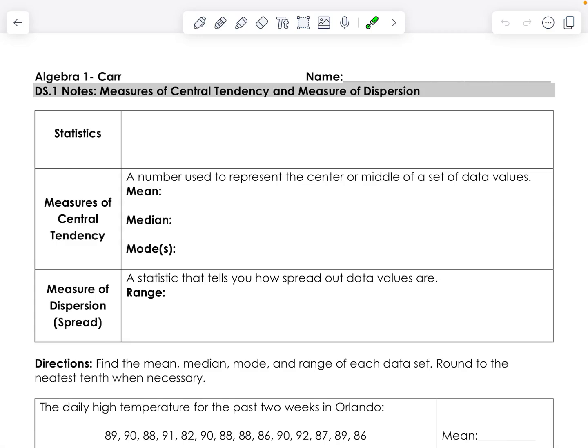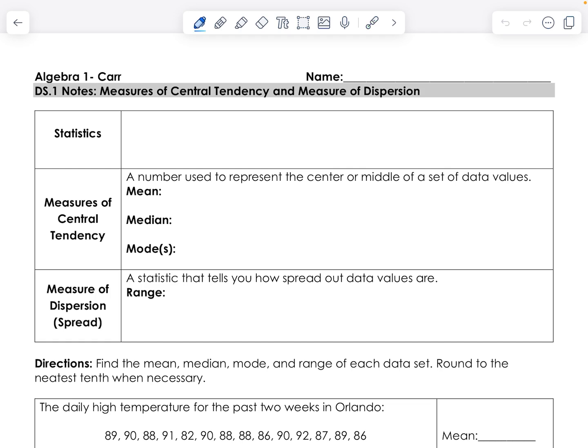Good morning, Algebra 1. So today we are starting our probability and statistics unit, or data and statistics. And today we're going to focus on statistics, specifically mean, median, mode, and range. These are all things you've probably seen before, but we're going to do a little refresher on them today.